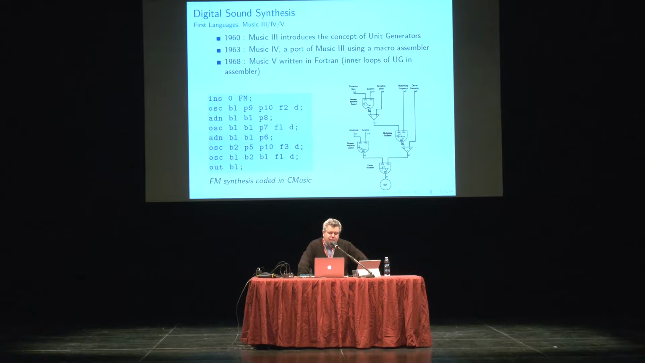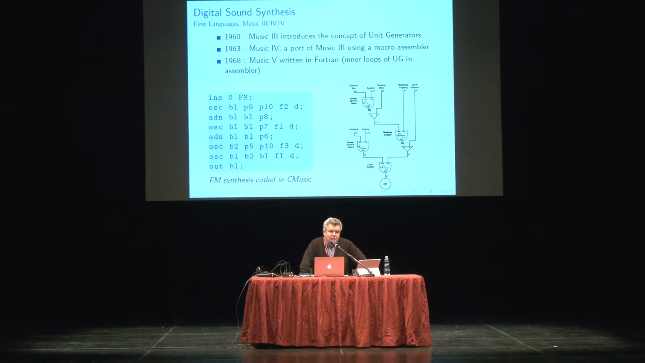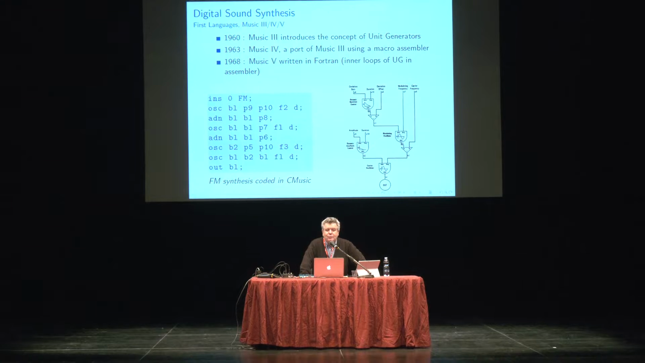Okay, so Music 3 appears in the early 60s, and the important point to understand is that if you want to have a computer do sound, you need a way to describe how to produce the sound. And so Music 3 was an attempt to create this kind of vocabulary to create sounds using unit generators, which was one of the inventions of Max Matthews, and it's still very widely used.